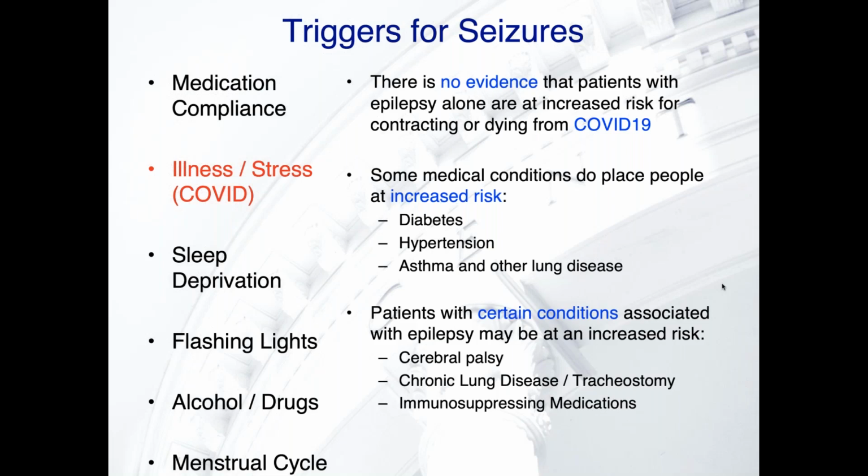I would also say that while epilepsy itself does not cause any greater risk of contracting or having a bad outcome from COVID-19, certain medical conditions that are common amongst people who do have epilepsy can put you at increased risk. So patients with cerebral palsy, patients who have chronic lung disease or might have a tracheostomy, or patients who could be on immunosuppressing medicines may be at increased risk for COVID-19. That's going to be the only time I mention COVID-19 during the talk, but I felt as though it was important to at least say a little something about it as a nod to the times.